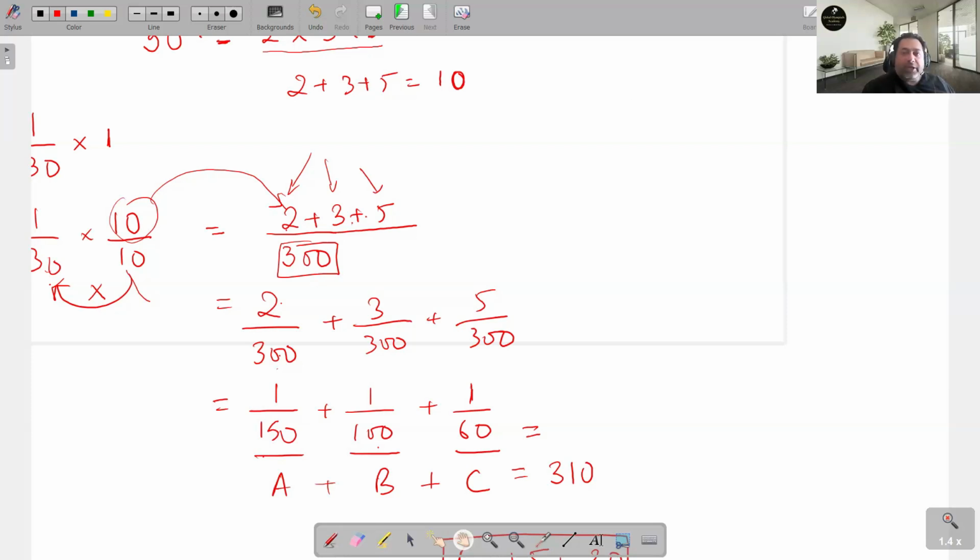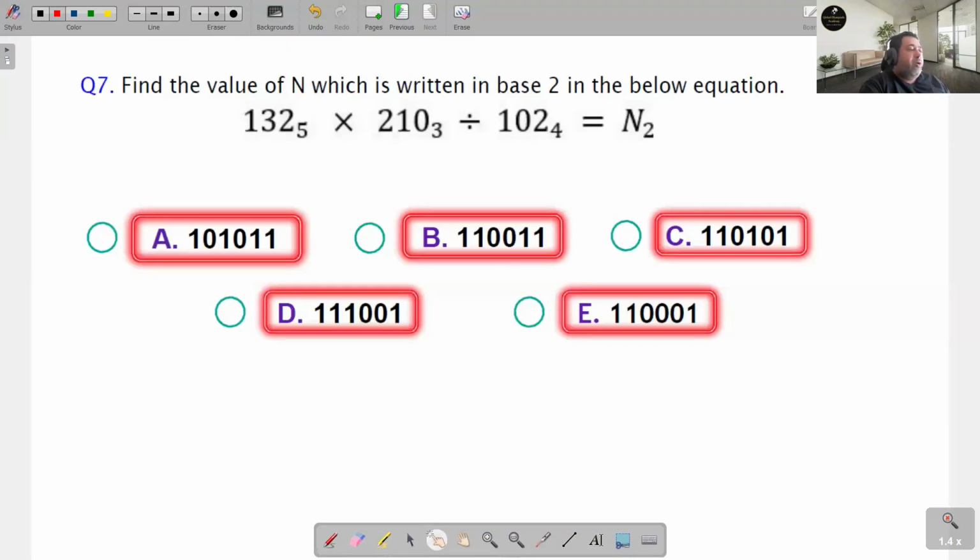All right, so we'll do the next question now. Question 7. Find the value of n, which is written in base 2, in the below equation. 132 written in base 5 plus 200 multiplied by 210, which is in base 3, divided by 102, which is written in base 4, is equal to n written in base 2. So we have to find this value of n in this particular case.